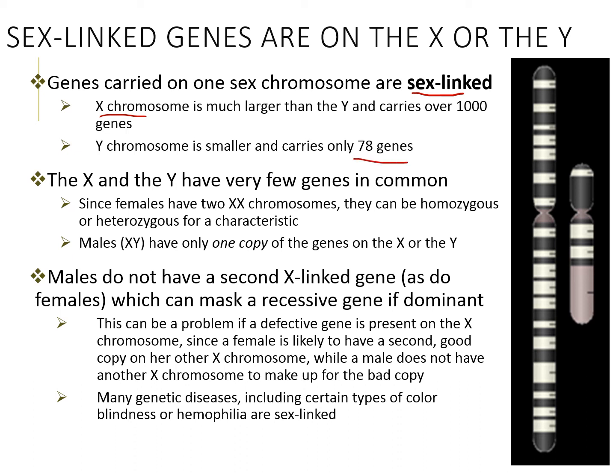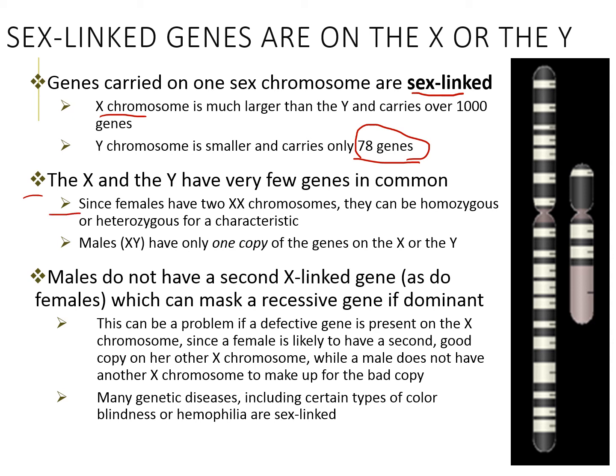If you read somewhere else that it carries more, well, I've read somewhere else that it carries more too, but not that many, more like 120 or something. There's a lot we don't know. So the X and Y have very few genes in common, so they're basically not homologous chromosomes, although they do line up at metaphase 1 when all the other homologous chromosomes line up in meiosis.